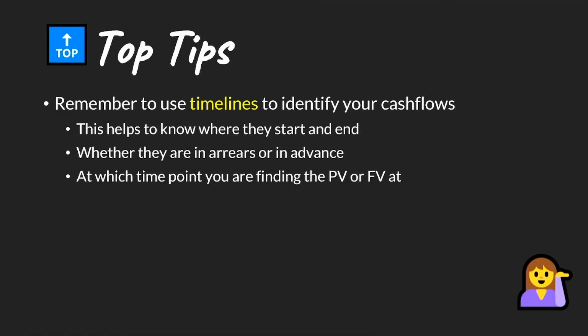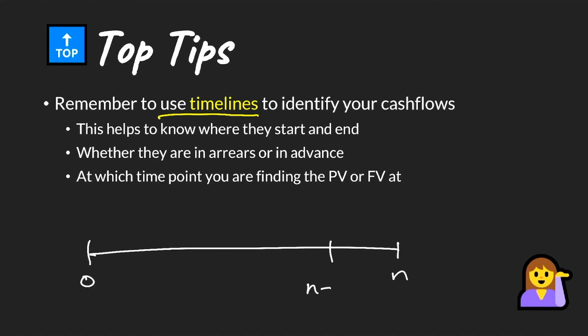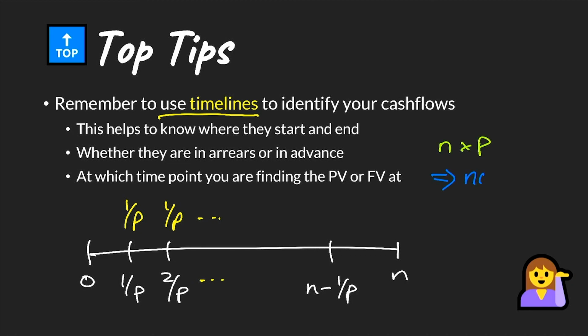As a top tip, always remember to use your timelines, especially when you're working with pthly annuities, because it is very difficult to visualize them otherwise, as there can be several made in a single year, and catching the end date is also important to determine which annuity function you use, especially in the case where your n is not an integer multiple of 1 over p and where you are needing to split out your n into two components.